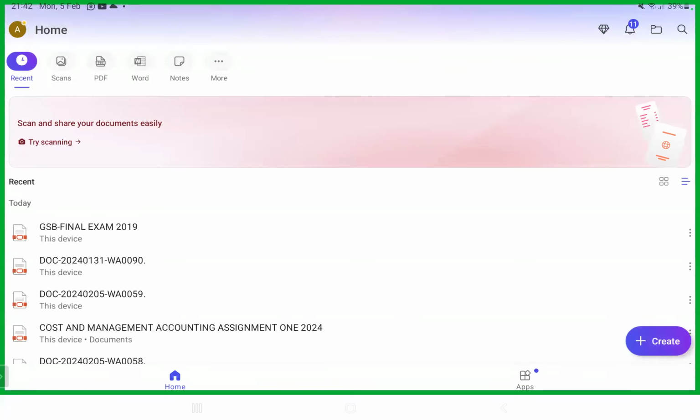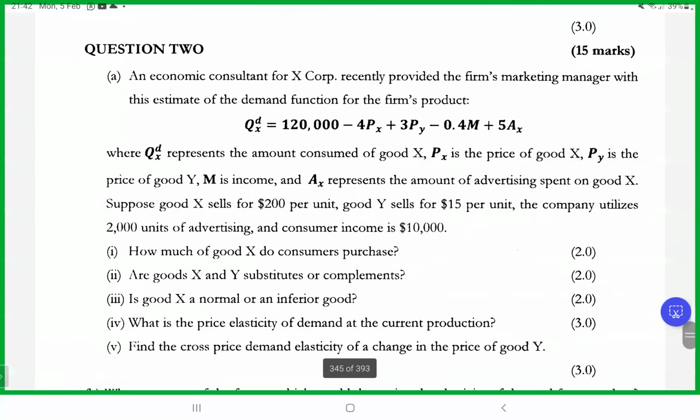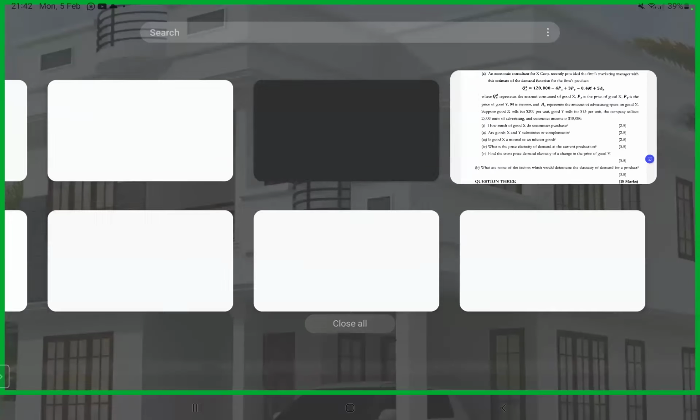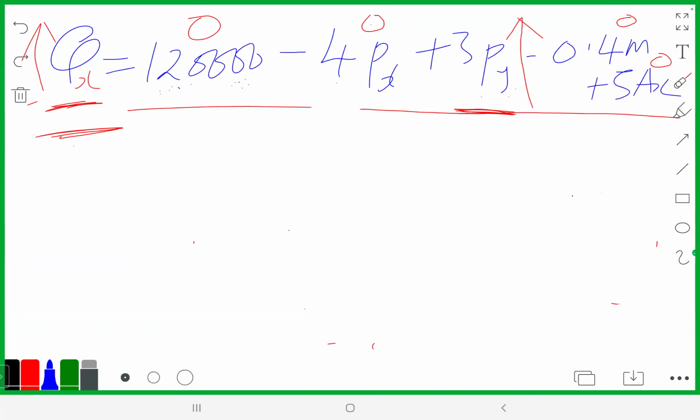Where is it now? Okay. We are here. Is good X a normal good or an inferior good? That's the other question we have. Is good X a normal good or an inferior good? First of all, what do you understand by a normal good and an inferior good? What comes to your mind when you hear a normal good?